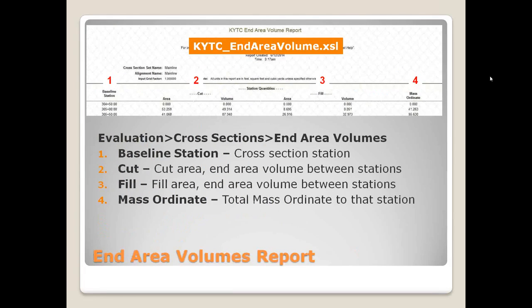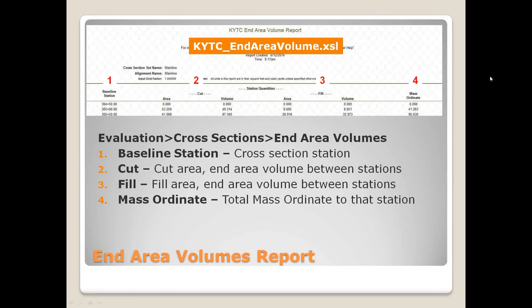Okay, the next three are dealing with cross-sections and end area volumes. When you go to calculate your end area volumes, there's a toggle on there to create an XML report. So that's what we're using for these next three reports for end area volumes. This first one is just giving you the cut and fill volumes and the mass ordinate information. So you get to it from Evaluation, Cross-Section, Cross-Sections, and then End Area Volumes, the End Area Volumes folder.